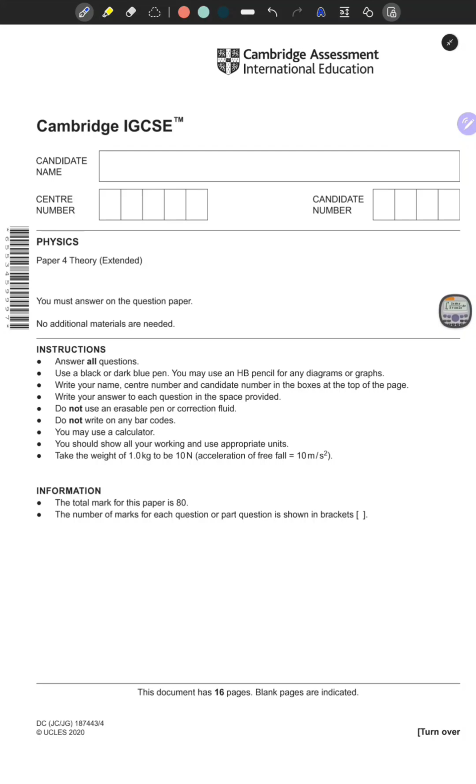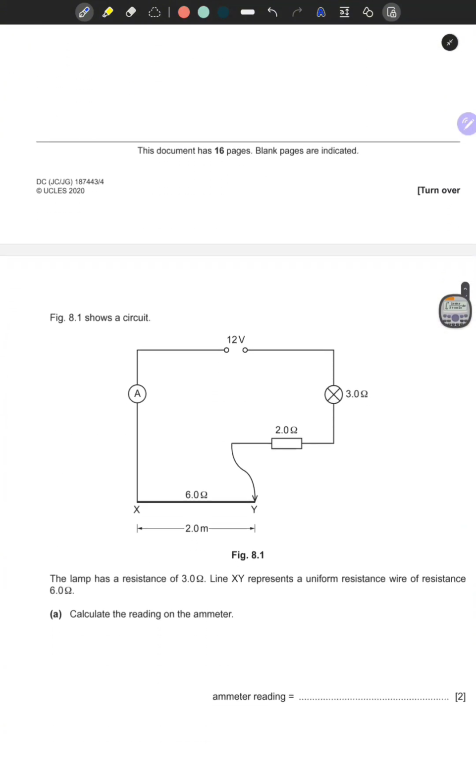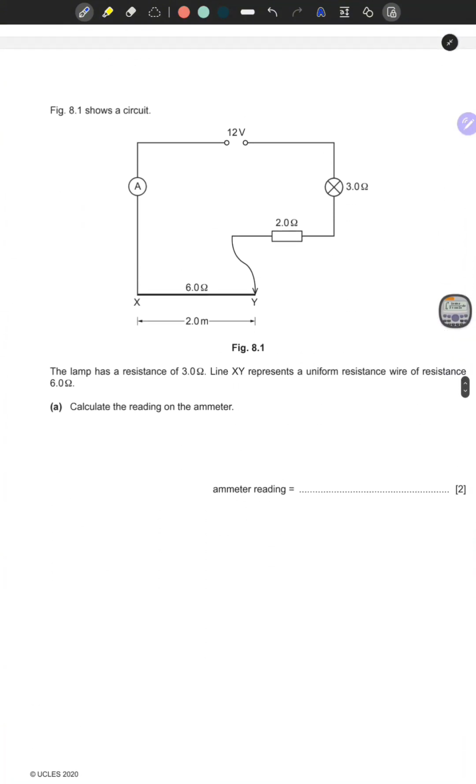This is a physics past paper from 2 to 3 years back. So let's see the questions out there for us, and please go quickly through the instructions when you have your past paper. Okay, here is electricity.